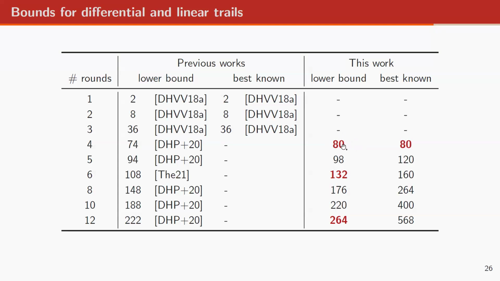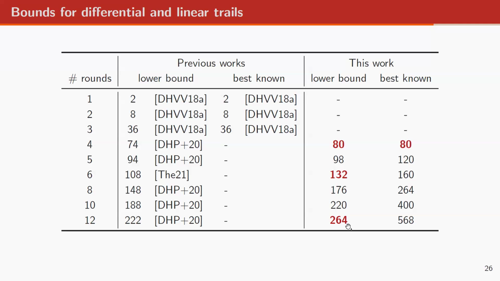So we have a tight bound for 4 rounds, while for all other numbers of rounds, we generated all trail cores with weight below these values, and these spaces were all empty. So we got these lower bounds. And notably, for 6 rounds, that's the number of rounds used in ZOOF, we have a bound of 132. And for 12 rounds, that's the number of rounds in Zodiac, we have a bound of 264.